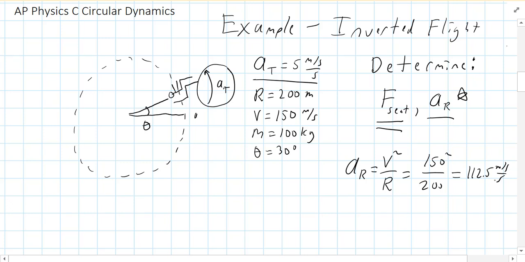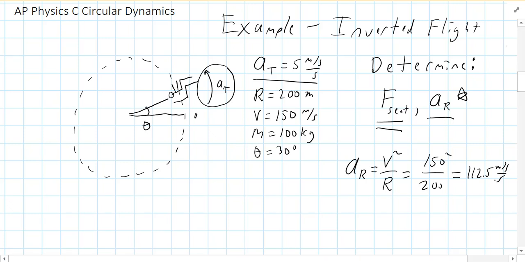Now, a note: in a real life problem, odds are the pilot would be passed out at this point. That's over 11 Gs, almost 12 Gs. So this is probably not a real problem, but it's fun anyway. So there you go.